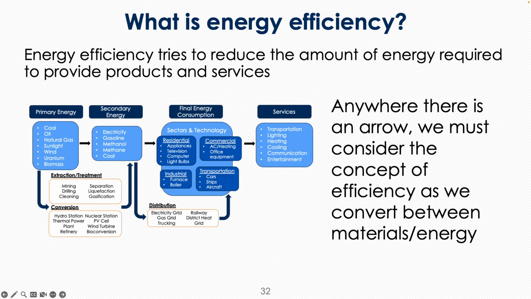Going back to our system diagram, anytime you have an arrow, as we go from primary energy to secondary energy to final energy, we have to think about the concept of efficiency as you convert between different types of materials or energy. So when you go from a fuel to electricity, for example, there is some efficiency that we have to think about.